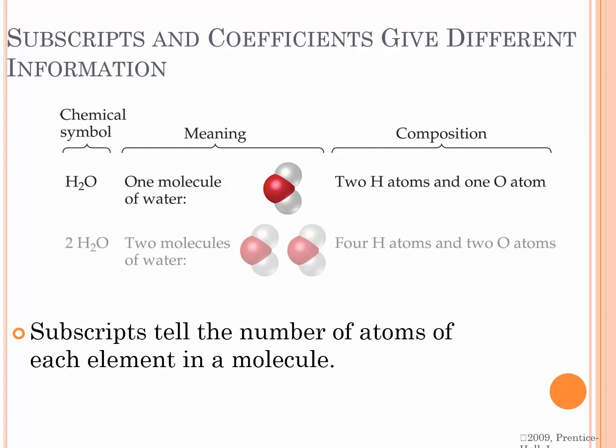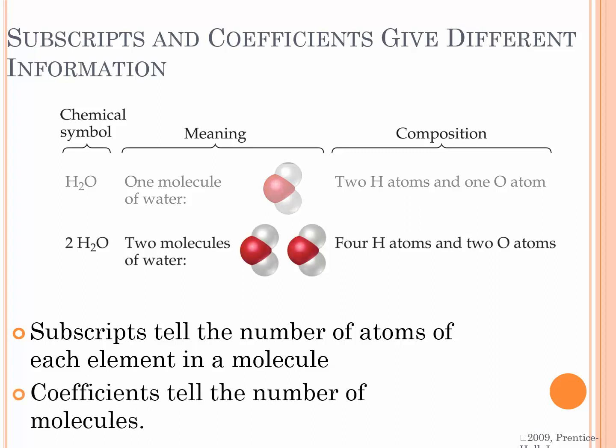Now, subscripts and coefficients give different information. Here we have the chemical symbol for water, meaning 1 molecule of water, composition 2 hydrogen atoms and 1 oxygen atom. Now, a subscript tells the number of atoms of each element in a molecule, as you can see here. Coefficients, however, tell the number of molecules. Here we have 2 molecules of water. So the composition is 4 hydrogen atoms and 2 oxygen atoms, as you can see here.